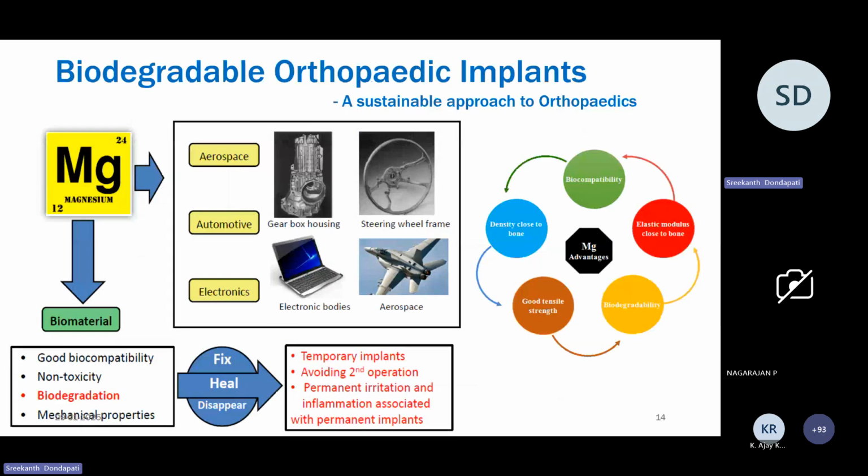These are all the factors which I have explained. This is where we need biodegradable orthopedic implants in the body, because there are various problems with the existing orthopedic implants like stainless steel and titanium. The main problem is the non-degradability of these implants, because once the surgery is over, it takes 2 to 3 months maximum to heal the bone.